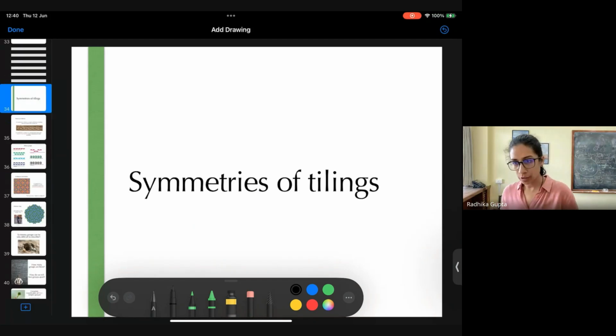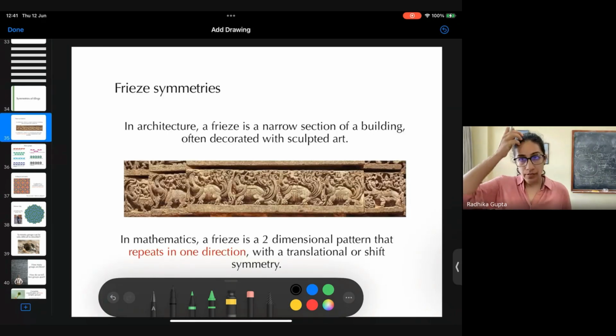Okay, so that was a lot of concrete exercises we did. And now I'll move a little fast because we're not going to do concrete exercises, but I want to give you some overview of symmetries. This is something you can explore a lot, symmetries of tilings. You've probably already heard about these.